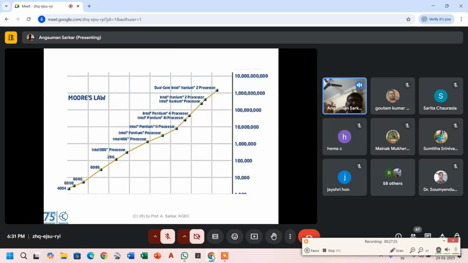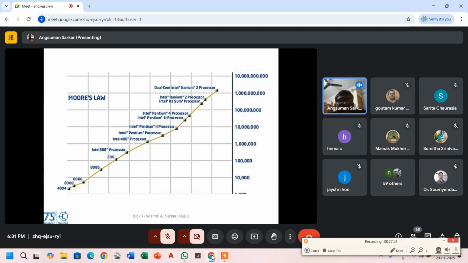So Moore's law is, as you can see, an exponential curve that doubles after every 24 months, or 2 years. See the number of transistors in the 4004. In the 4004, the number of transistors is in some thousands. In the 8008, which is the first 8-bit processor Intel released, then the 8080, then the 8086, the number of transistors is in a few 10,000s.